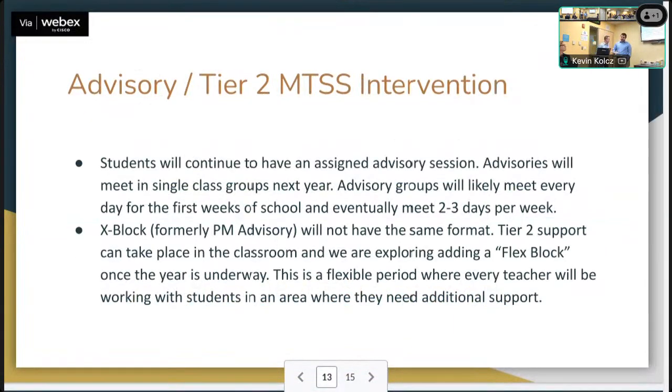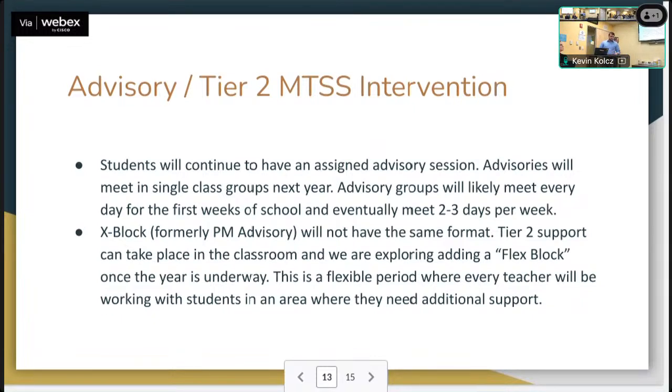For advisory and also tier 2 support. So we'll start with advisory. Currently, students are assigned to an advisor. This year, we've had a partner advisory model. In the new schedule, students will continue to have an assigned advisory teacher. However, with the new model and some of the embedded supports that we have, we're returning to the single advisor model. So students will be in an advisory group of approximately 10 to 14 students as a home base that they would start their day with.